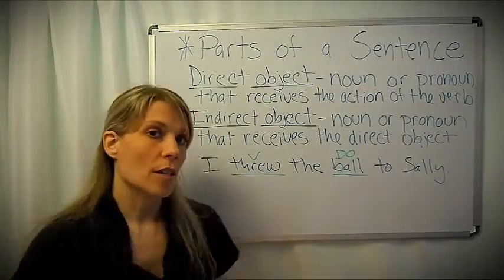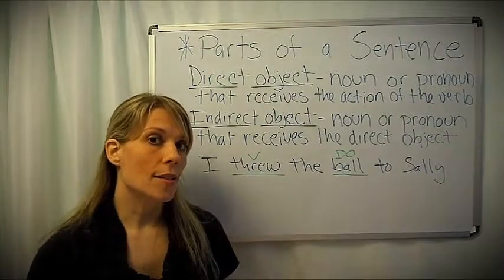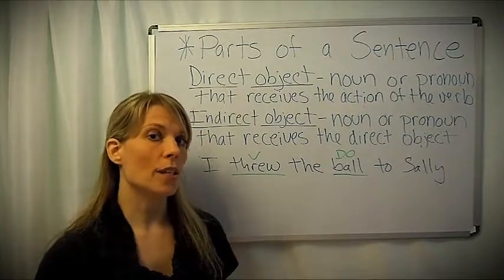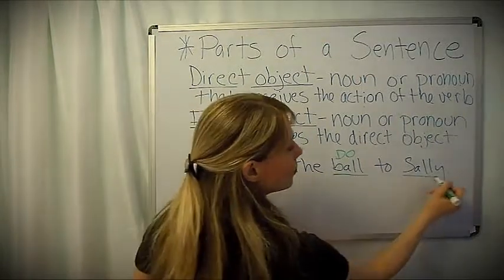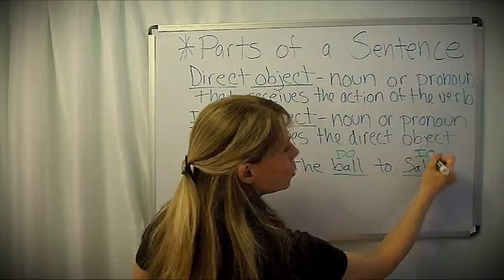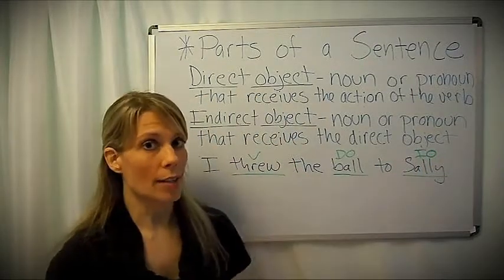Then we ask ourselves, who or what in this sentence is receiving that direct object? Who is receiving the ball? It's Sally. So Sally is going to be our indirect object there.